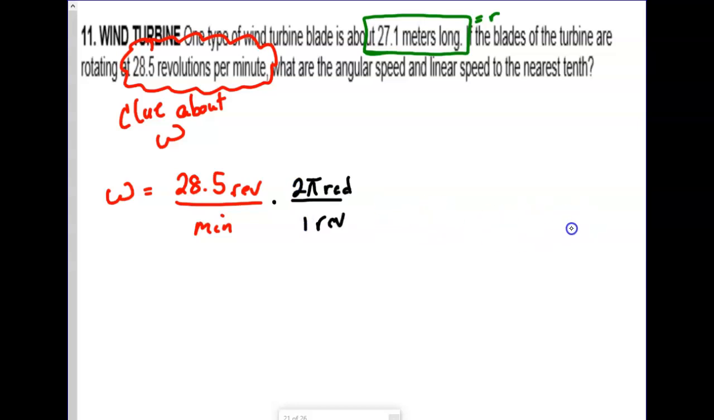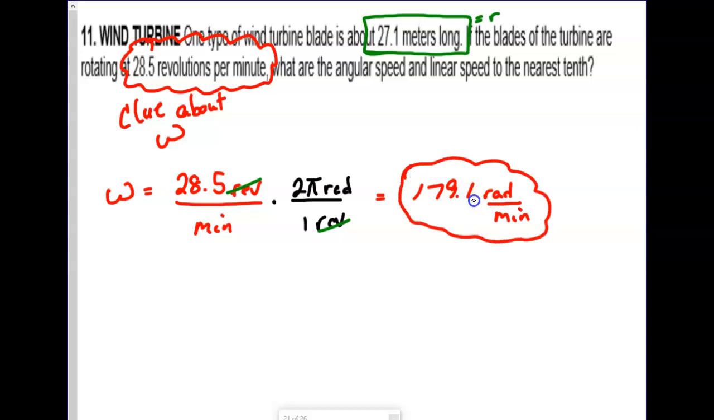And still to this day, many decades later, I still cross off the labels and make sure you have the right label. That's important. Crank this in the calculator. A decimal answer works better. You get 179.1. The label here would be radians per minute. So this is your angular velocity in the appropriate labeling.